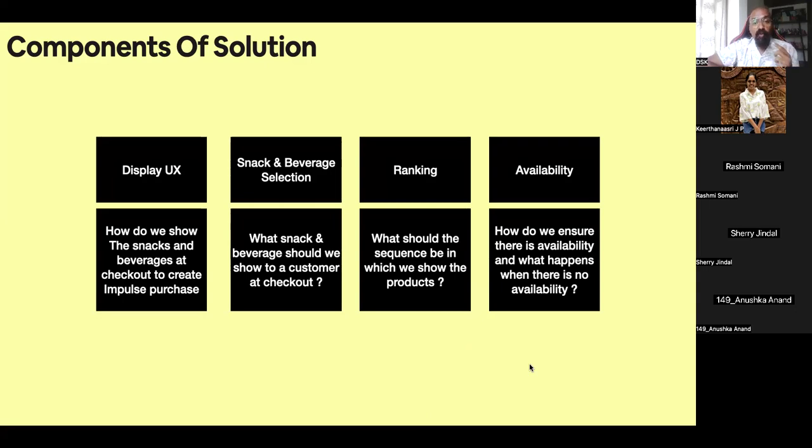Then the selection comes in. What snacks and beverages should we show to a customer at checkout? Third, ranking. What should be the sequence in which we show the products? And lastly, availability. How do we ensure that there is availability, and what do we do if there is no availability? These are probably the 4 most essential sets of questions that we are asking in order to solve the problem of having contextual recommendations of snacks and beverages at strategic touch points in the customer journey.